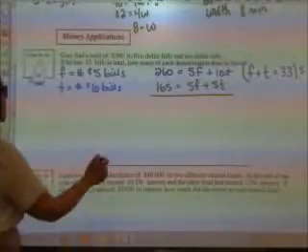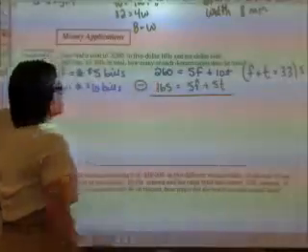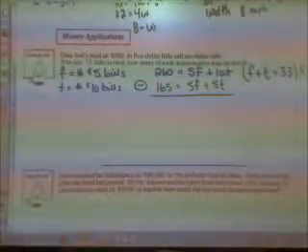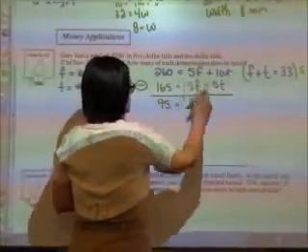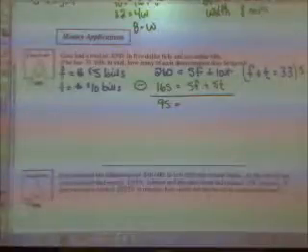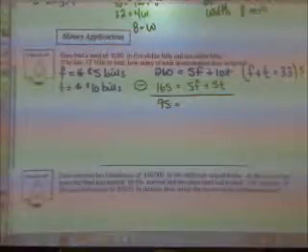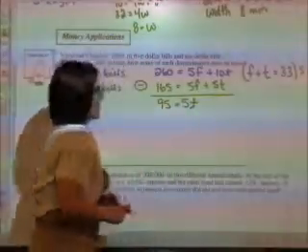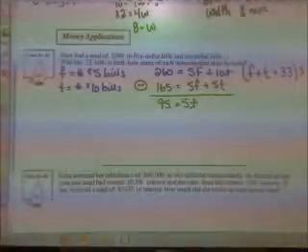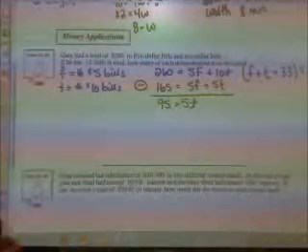Now am I going to add these equations together or subtract them? Subtract, because 5 minus 5 would give me 0. So 260 minus 165 is 95. My F's will disappear because they'll become 0. And then my T's, 10T minus 5T, 5T. Okay, divide by 5, and what do you get? 19.